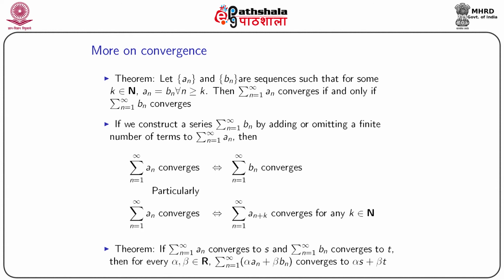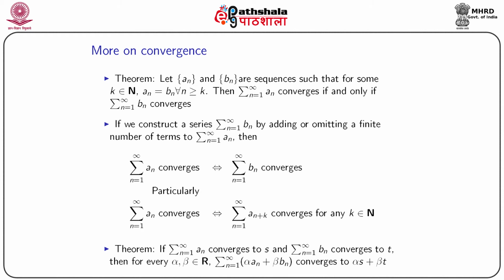Now we will talk about more results on convergence of series. Suppose we have two sequences an and bn such that for some k belonging to the set of natural numbers, an is equal to bn for all n greater than or equal to k. So k can be any number, it should be an integer. Suppose k is 10, and we are saying from 10 onwards all a values are equal to all b values, then sum over an converges if and only if sum over bn converges.